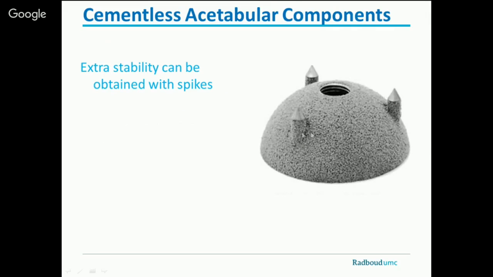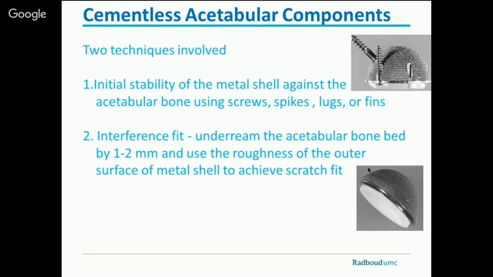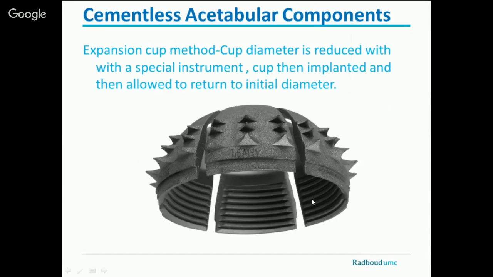Okay, we can improve the initial stability of these cups with spikes or with screws. Some surgeons would like to use that, especially in compromised cases like osteoporotic patients. So there you can have a screw or spikes, or you can have a press fit, like the interference fit that we talked about this morning on knees. This also goes for cups. So the surgeon will make a hole which is smaller than the cup, and then it's nicely press fitted.